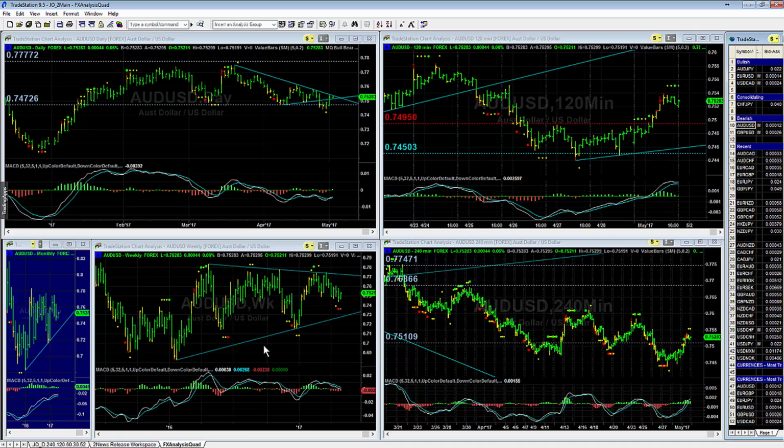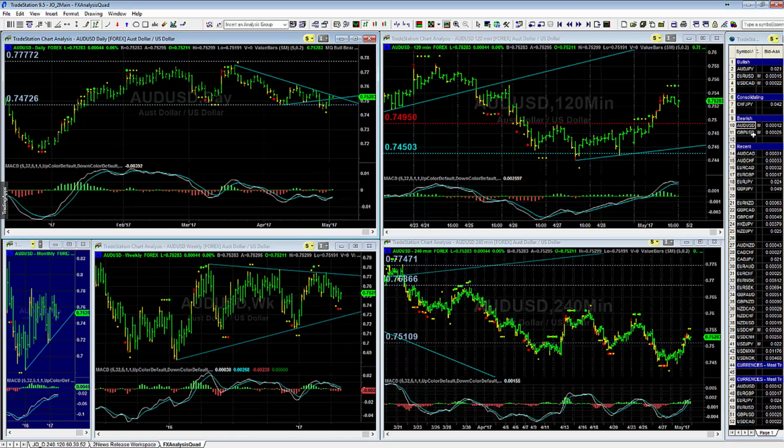So this one, I'm not sure which way we're going to go, and that's why we're thinking bearish because of the weekly look, but monthly is looking bullish. So this one's pretty mixed. Let's just see where that one goes.